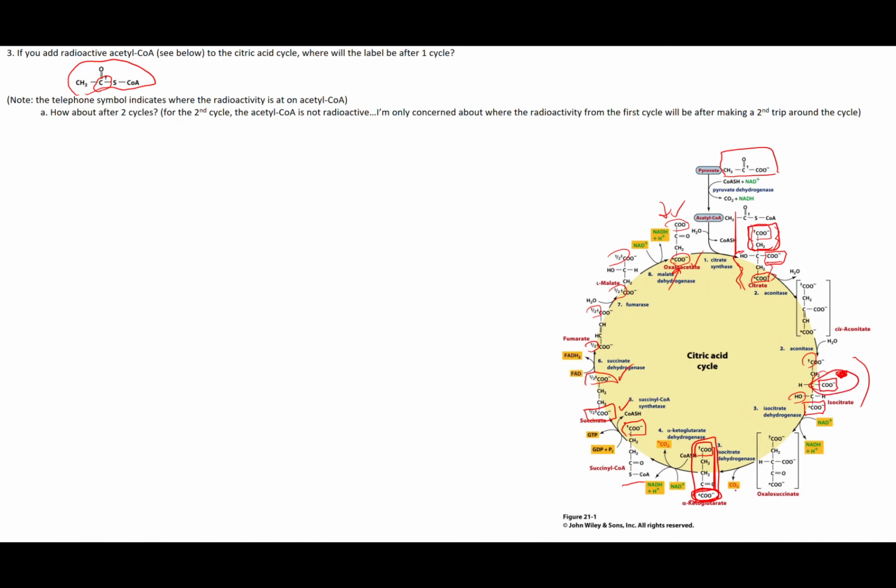In the isocitrate dehydrogenase step, we lose this carboxylate right over here as CO2. That's the one that falls off as CO2. In the next step, the bottom carboxylate, the one that I have the box drawn around in isocitrate, again leaves as CO2. So after the second cycle, all of our radioactive label is gone and it is all on CO2 now. That is your answer for number 3.